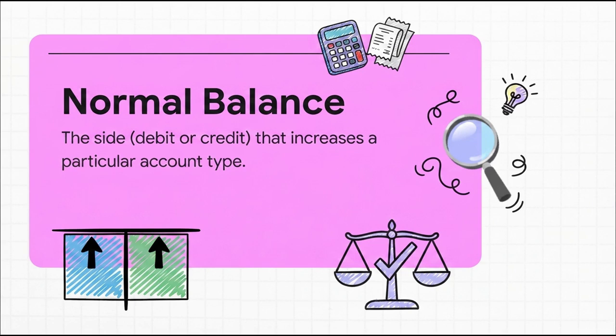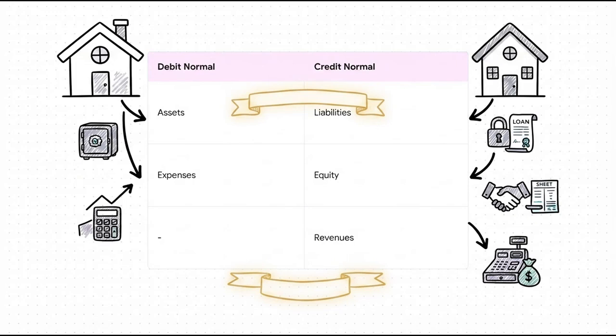But why does this actually matter to you? Well, because mastering this one little concept is literally your ultimate safeguard. It's going to help you instantly detect posting errors and guarantee that your trial balance actually balances at the end of the day. To make this super easy to visualize, just imagine every single account has a home side.